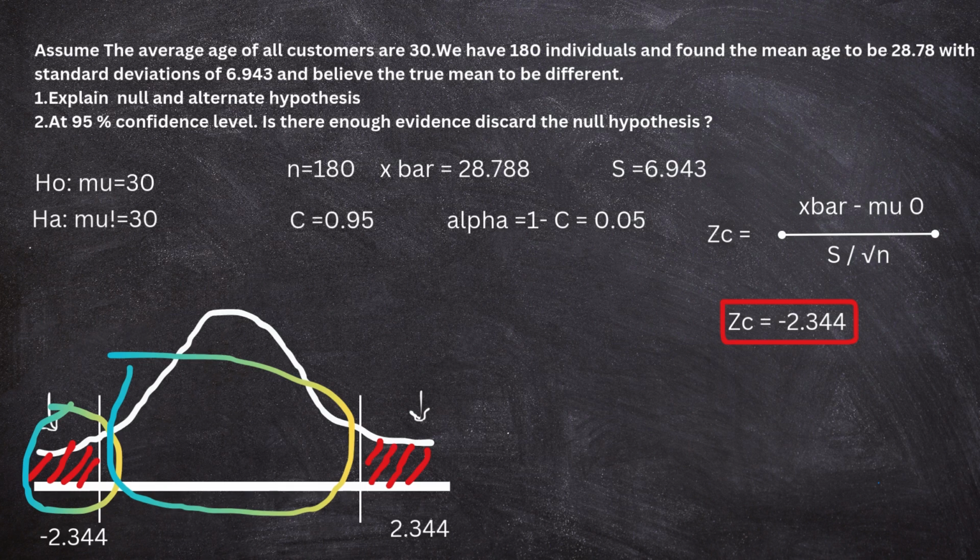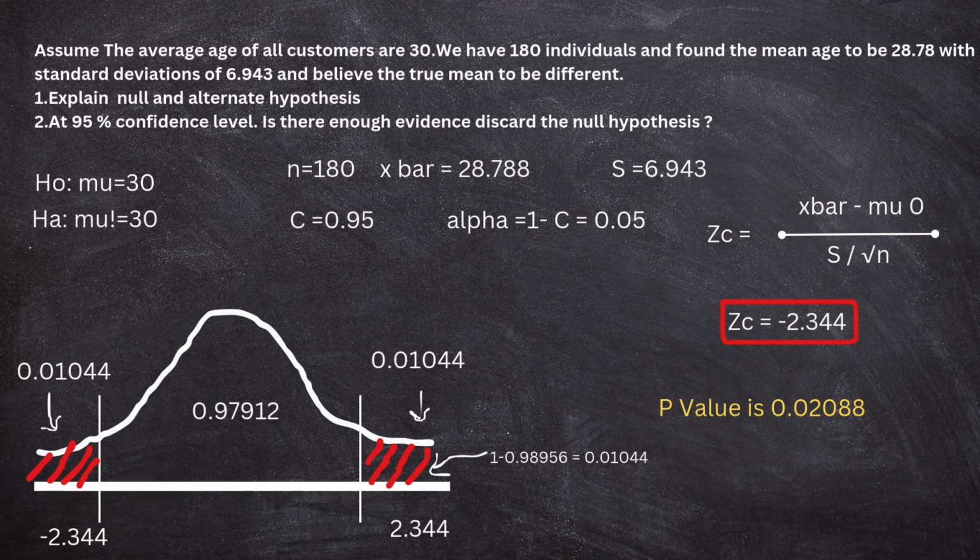That area value is the sum of the left side rejection area and the fail to reject area. To calculate the right area, it is going to be 1 minus 0.98956, so this is 0.01044. The left side is going to be the same. In the middle, it's 0.97912. Now the p-value is the sum of the area highlighted in red on the left side and right side. It's 0.0208.